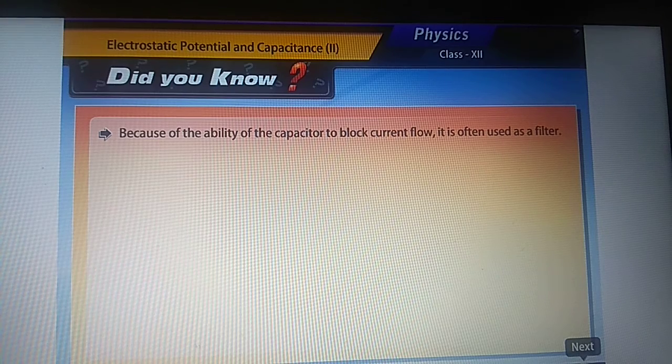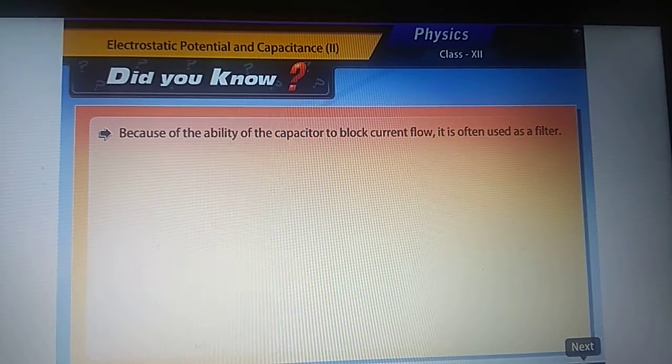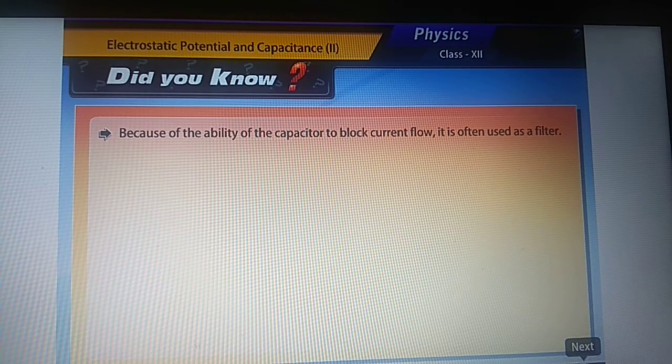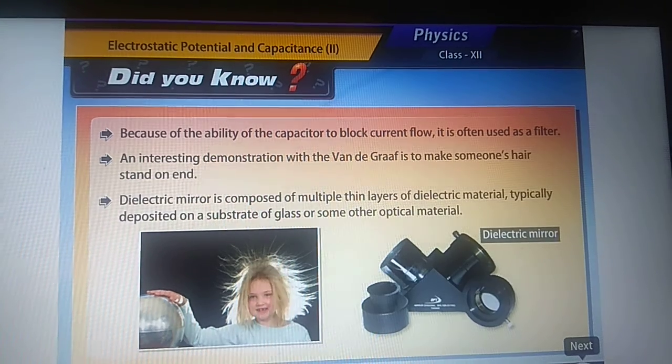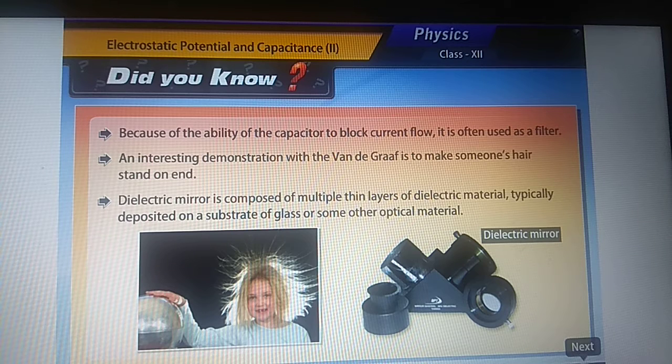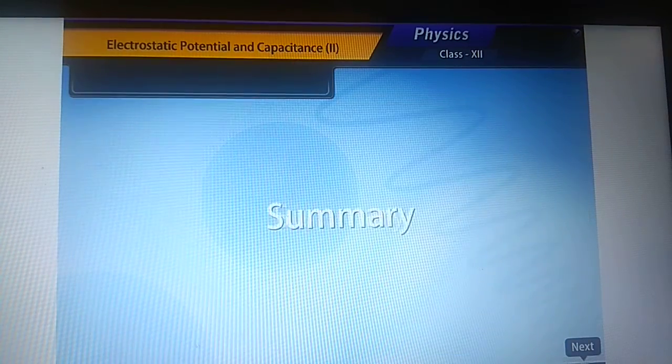Because of the ability of the capacitor to block current flow, it is often used as a filter. An interesting demonstration with the Van de Graaff is to make someone's hair stand on end. A dielectric mirror is composed of multiple thin layers of dielectric material, typically deposited on a substrate of glass or some other optical material. Summary.